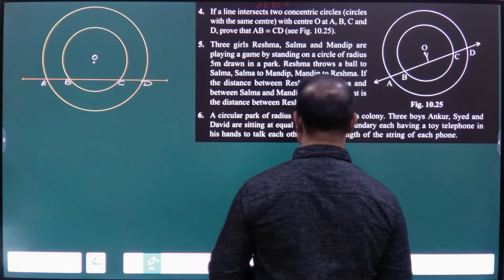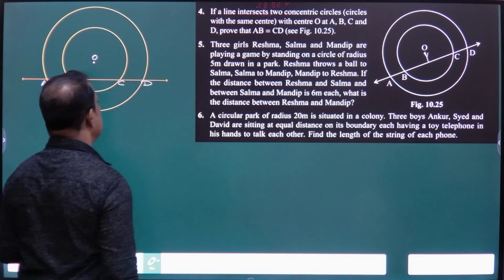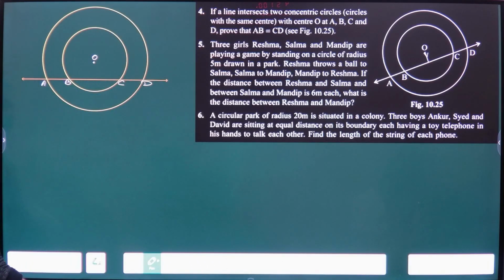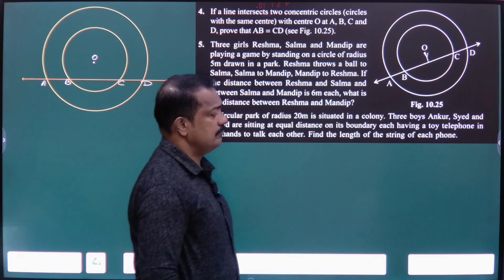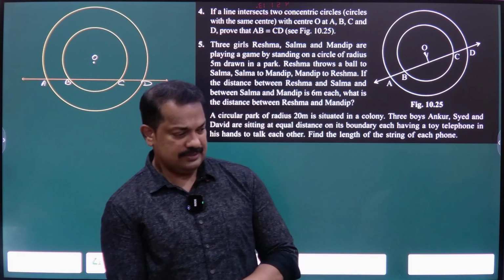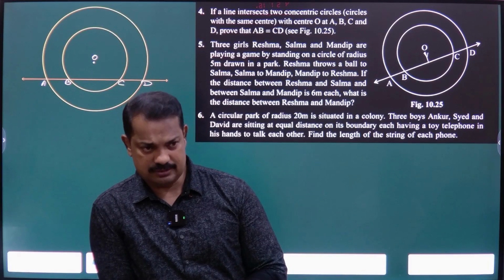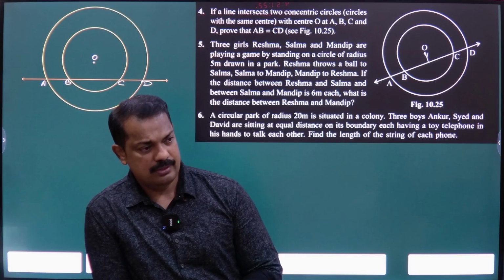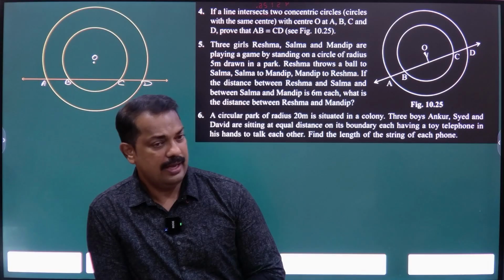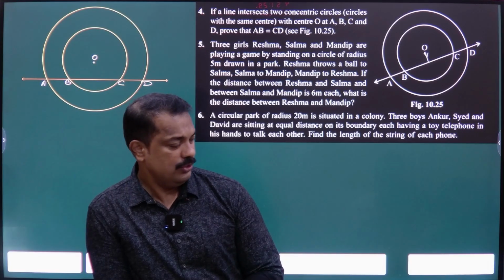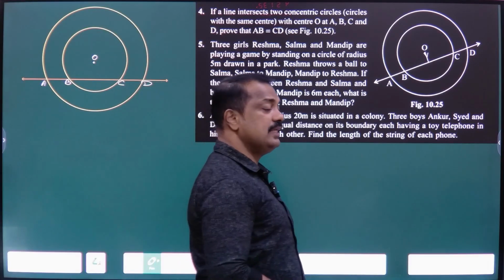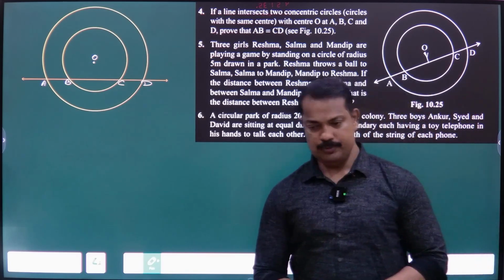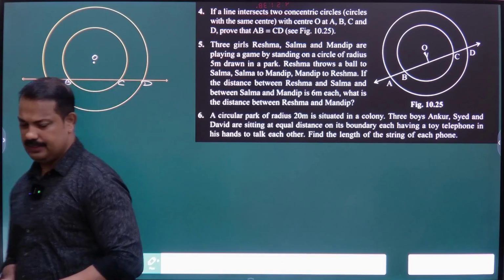Given: a line intersects two concentric circles at A, B, C and D. To prove AB is equal to CD.